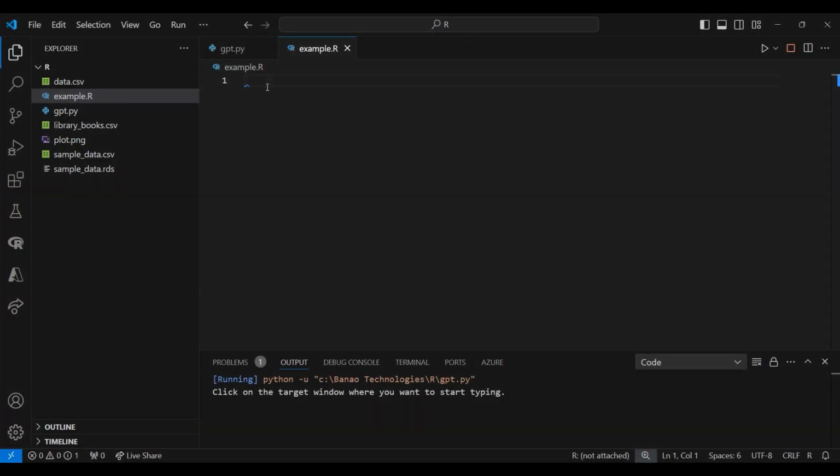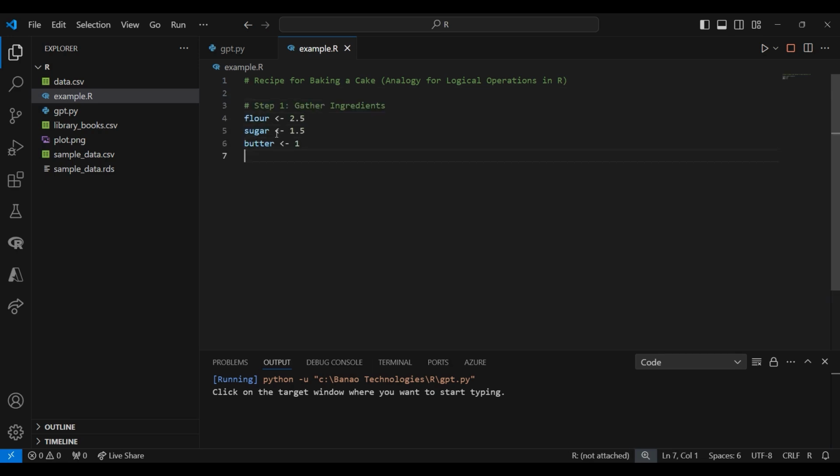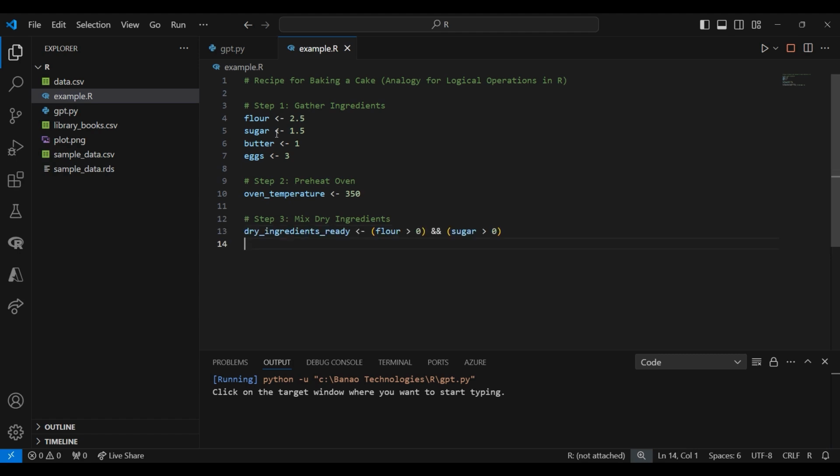The code snippet above serves as a metaphorical representation of baking a cake to illustrate the utilization of logical operations in R programming. Each step in the process of baking a cake corresponds to a logical operation utilizing the logical AND operator in R. 1. Gather ingredients. In this step, various ingredients such as flour, sugar, butter, and eggs are assigned specific quantities. 2. Preheat oven. The desired temperature for preheating the oven is set at 350 degrees. 3. Mix dry ingredients. The condition dry ingredients ready checks if there is sufficient flour and sugar available.